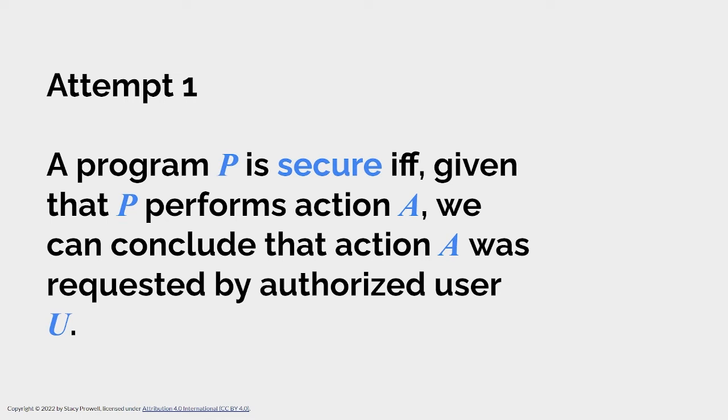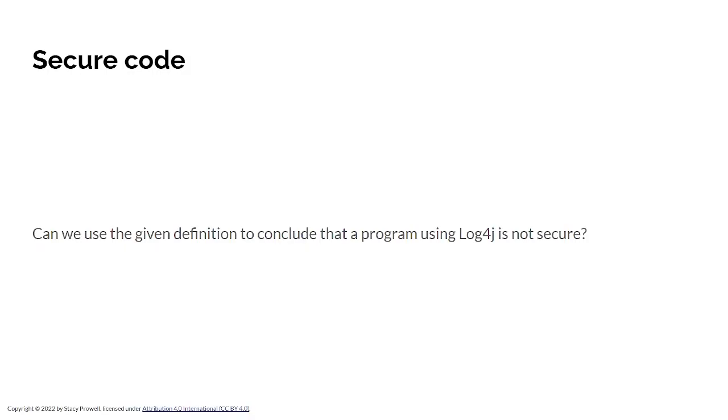So I would advise you to think about this. Think about the fact that there's sort of an if-then in that second part, and what that might mean and how that might work. We want to think about different definitions of security and try to figure out what they might be. Defining security is hard. Can we use the definition I just gave you to conclude that a program using log4j, the vulnerable version, is not secure?